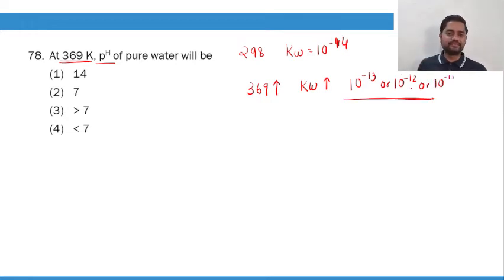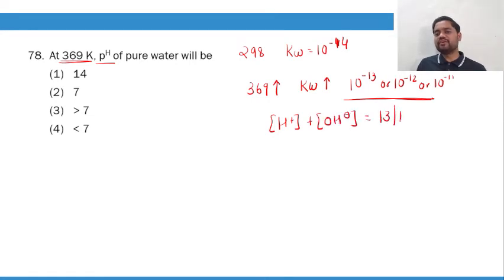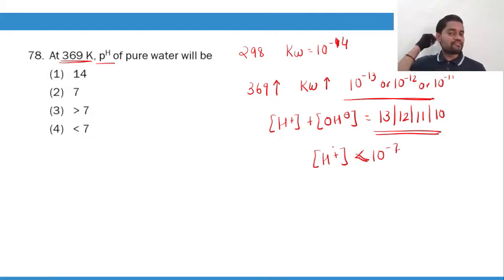Kw will increase, right? So with this notion, can I say that Kw is the concentration of H plus times the concentration of OH minus ion, which would be equal to either 10 raised to minus 13, 12, 11 or 10. In whatsoever cases, can I say that the concentration of H plus will be less than 10 raised to minus 7? And since the concentration of H plus is less than 10 raised to minus 7, its pH will be always what?